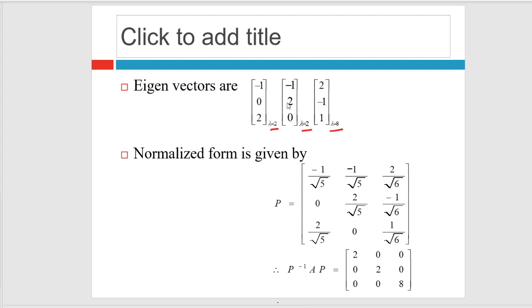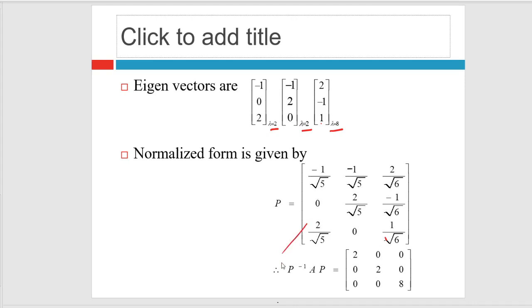Secondly, minus 1, 2, 0. Again the value is 5, therefore we divide by root 5: minus 1 by root 5, 2 by root 5 and 0. Now for the third set, 2 squared plus minus 1 squared plus 1 squared, its value is 6. Therefore we divide each element by root 6: 2 by root 6, minus 1 by root 6, 1 by root 6.